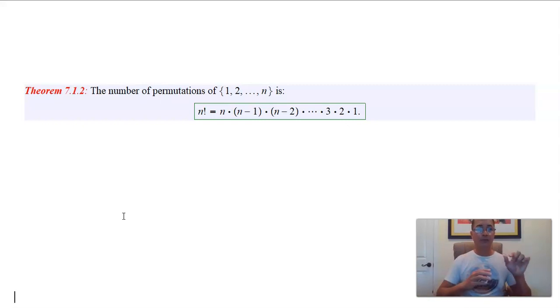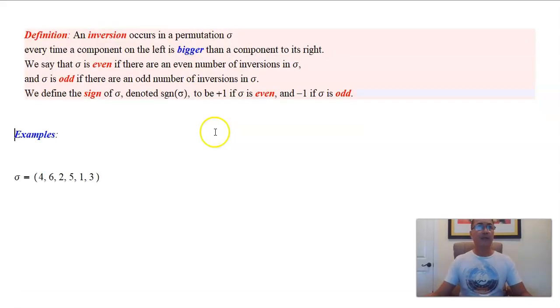You have n choices to put in the first component. But after you pick, let's say, 3, you are down to n minus 1 choices for the second component. And then so on. So you have n minus 1 until you're down to 3 choices, 2 choices, 1 choice left in the last component. You multiply that all together, we get n factorial. Okay, so hopefully you have seen that symbol. We see it in pre-calculus and definitely in calculus as well. So the number of permutations of 1 to n is exactly n factorial.